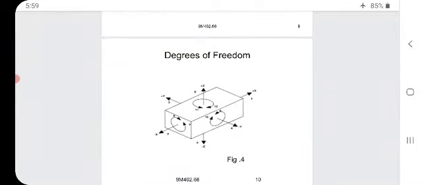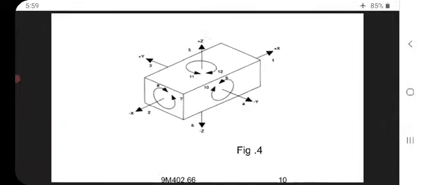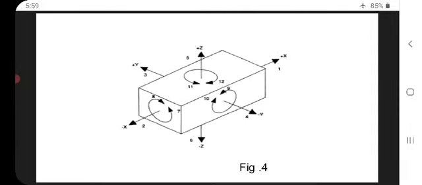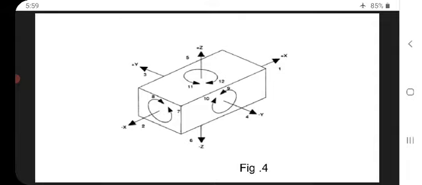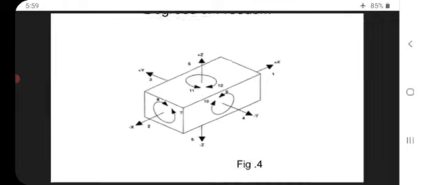Now we will see the degrees of freedom. I am zooming in. See that figure: X, Y, Z positive, and X, Y, Z negative. You are also seeing the numbers 1, 2, 3 up to 12. That is nothing but a rectangular block, which consists of six sides, which the arrows are showing here, positive and negative.